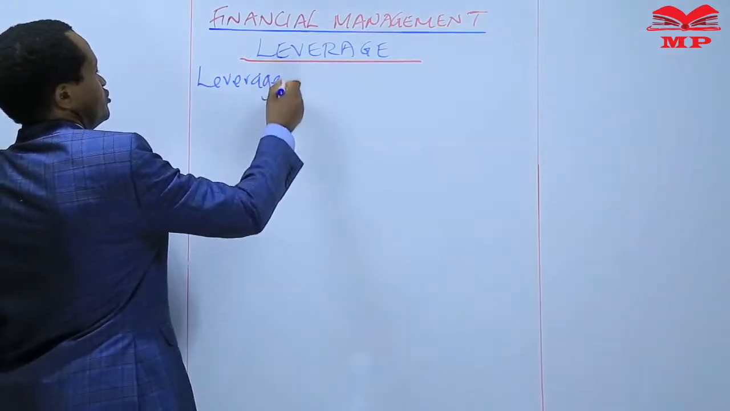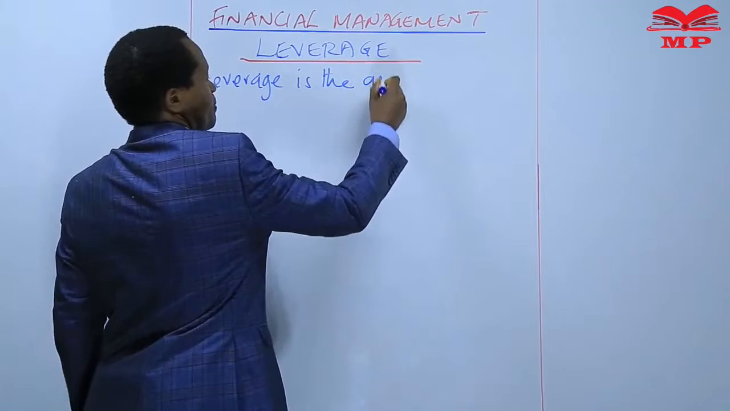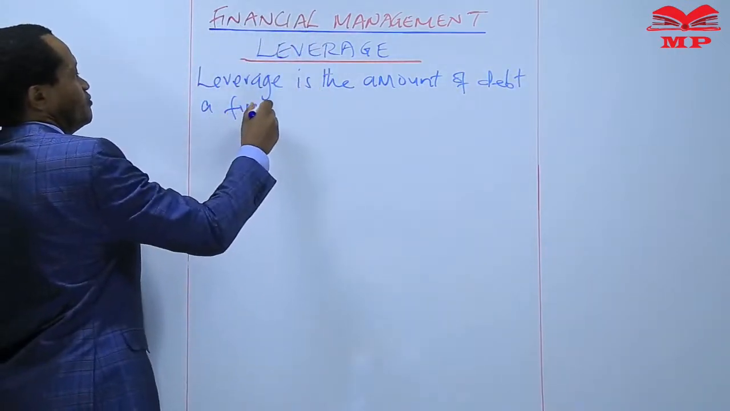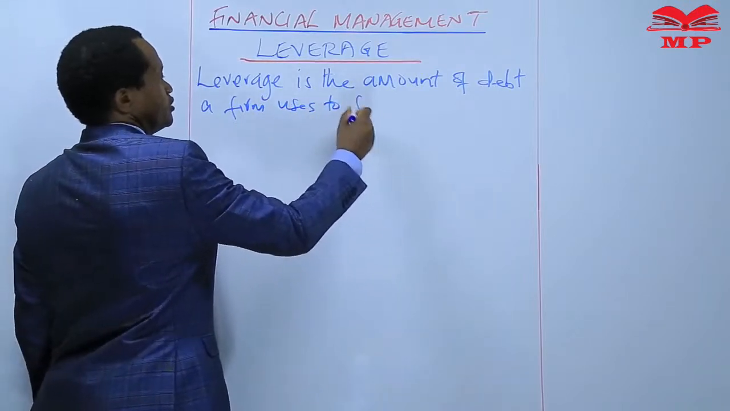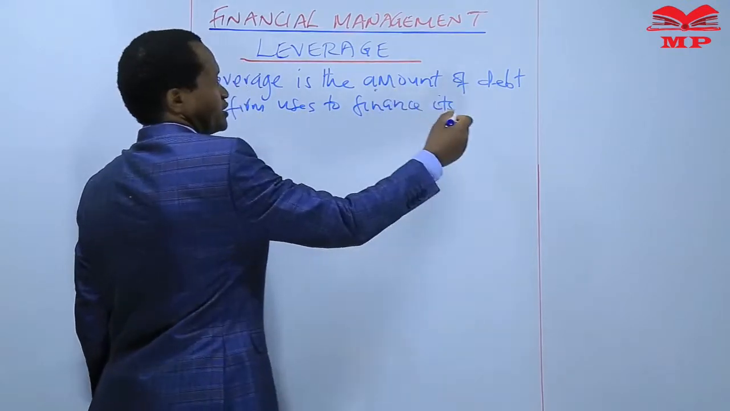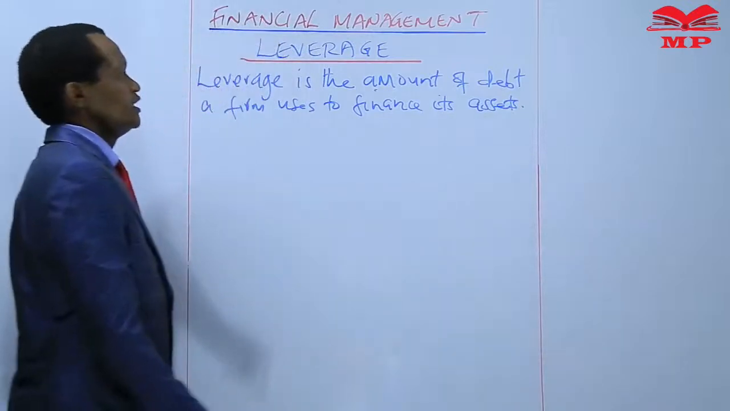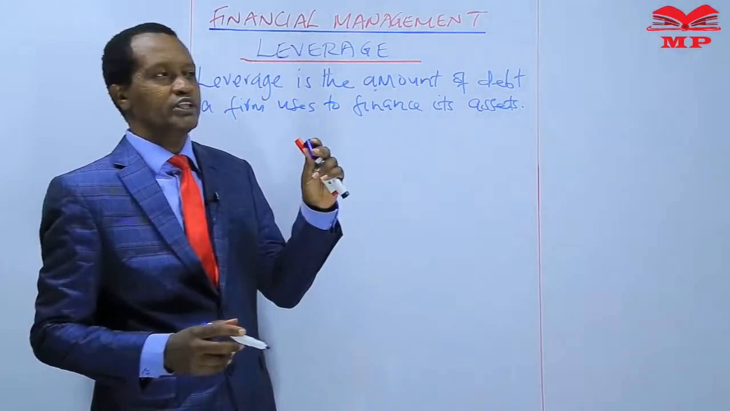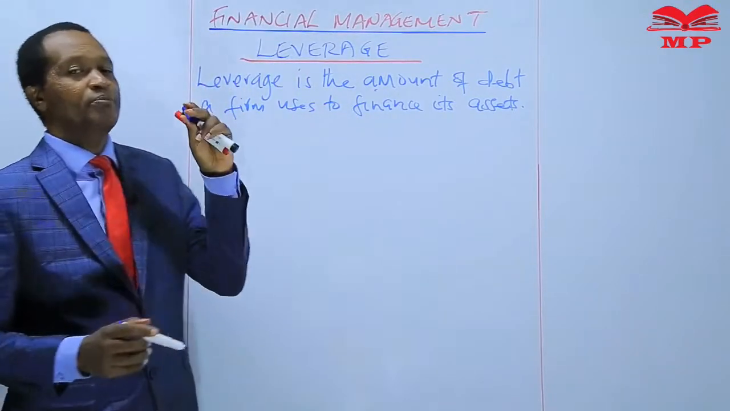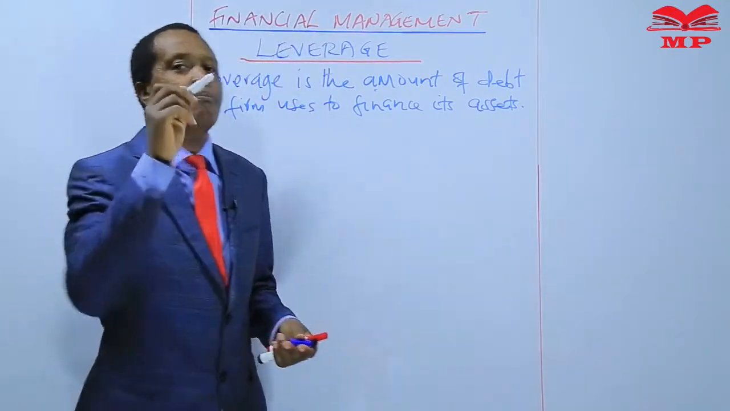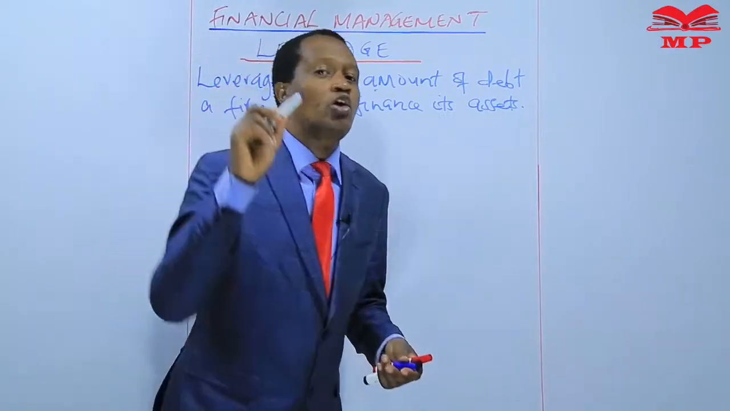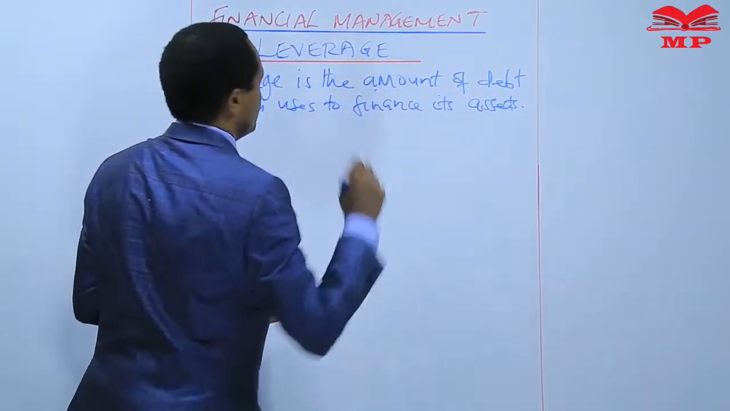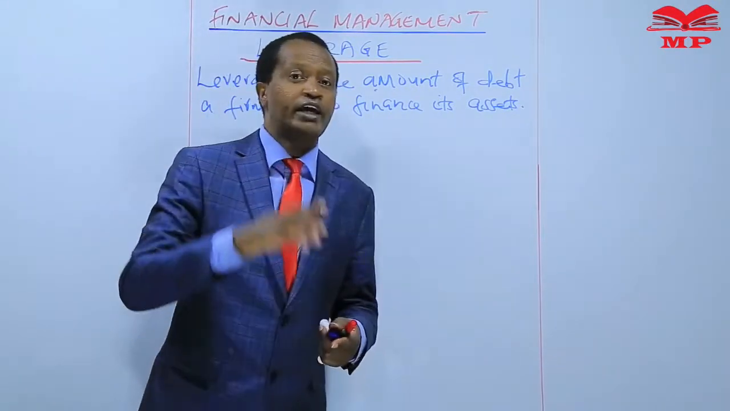Leverage is the amount of debt a firm uses to finance its assets. I also said it's the ability of a firm in employing long-term funds. These are borrowed funds which have a fixed cost to enhance returns to its owners. So leverage is simply the amount of debt that you'll find in the capital structure of a firm.